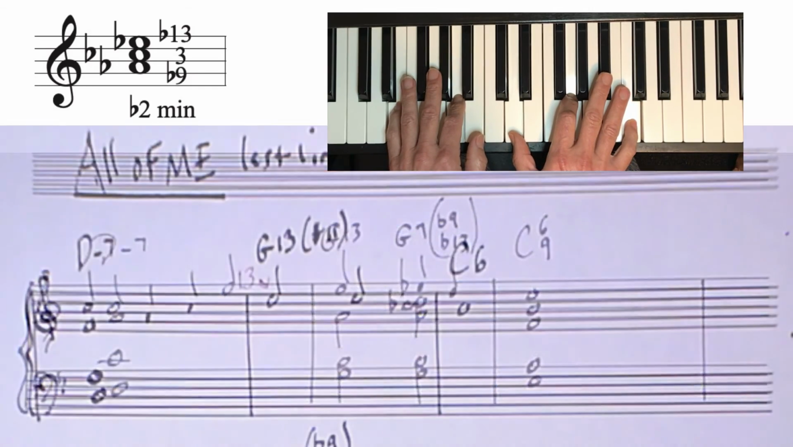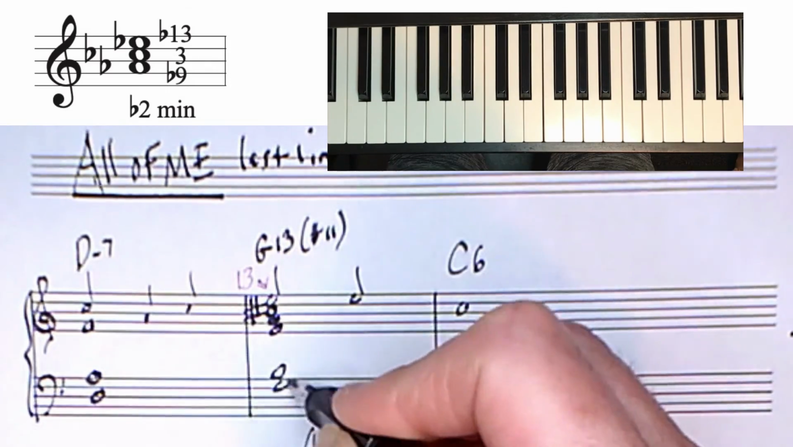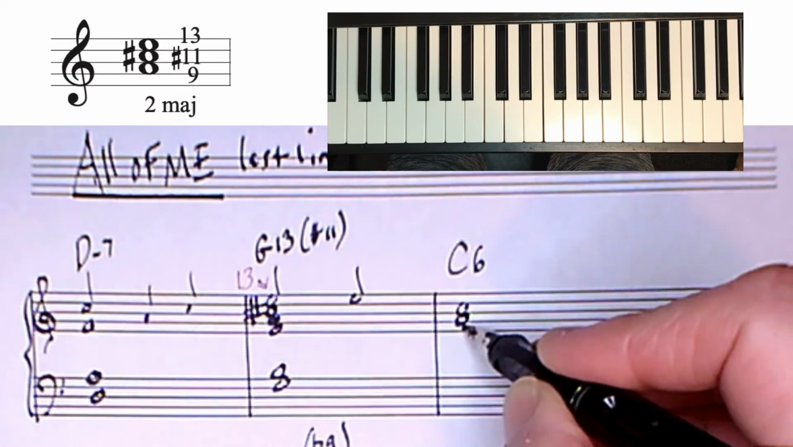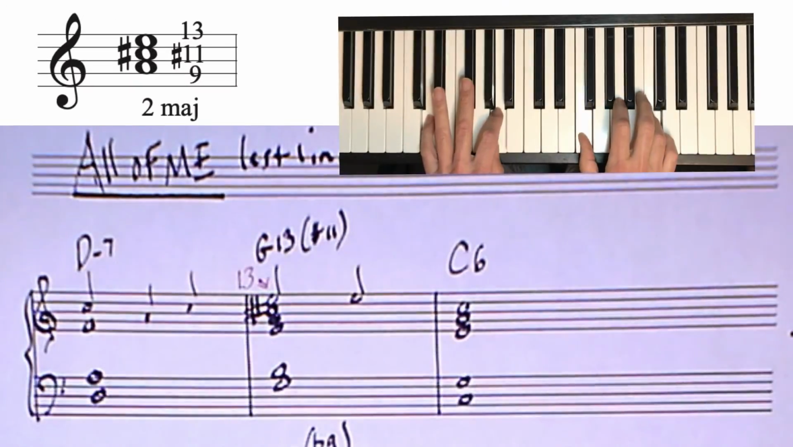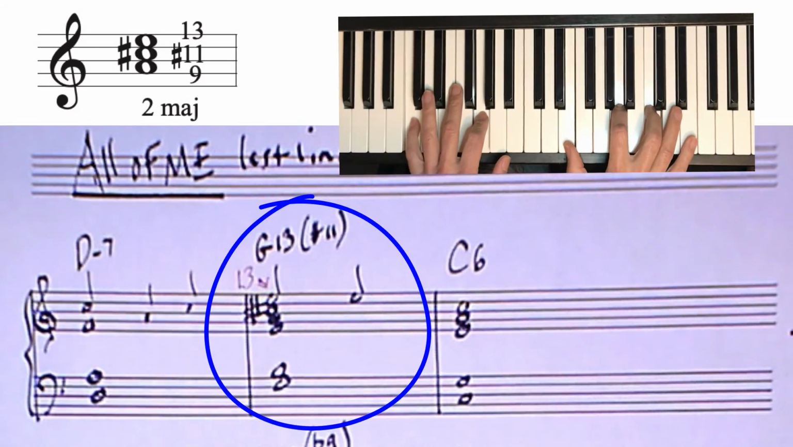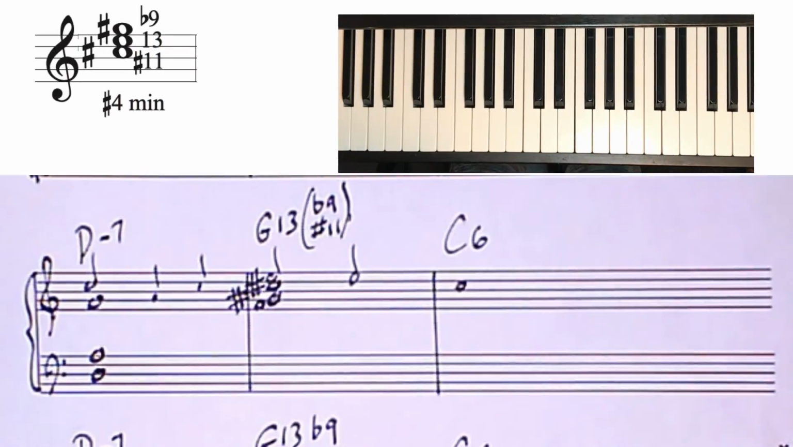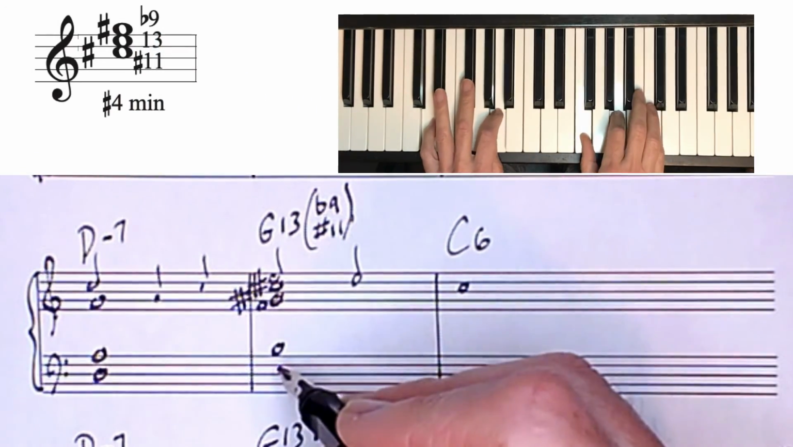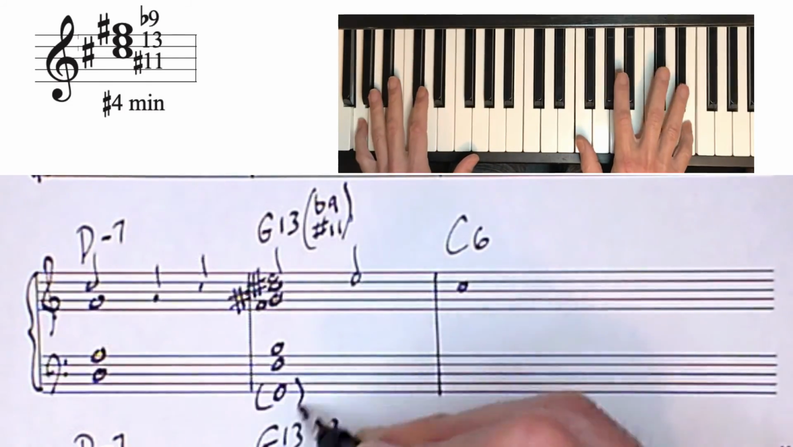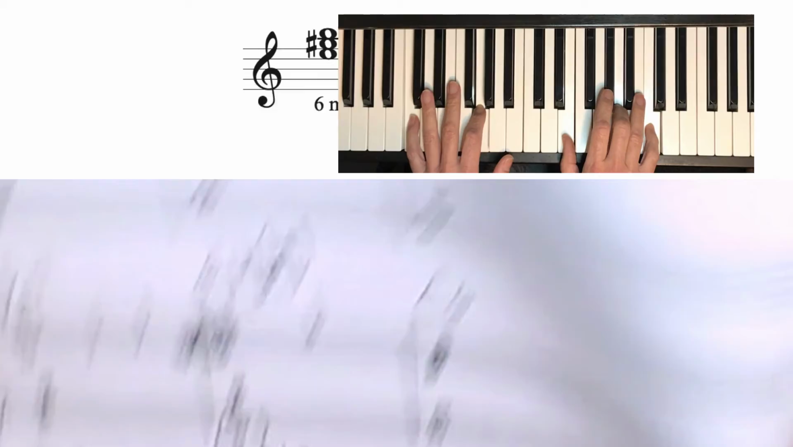The song All of Me has a dominant chord with a prominent 13 in the melody. For this, there are 3 choices: the major triad on 2, the minor triad on sharp 4, and the major triad on 6.